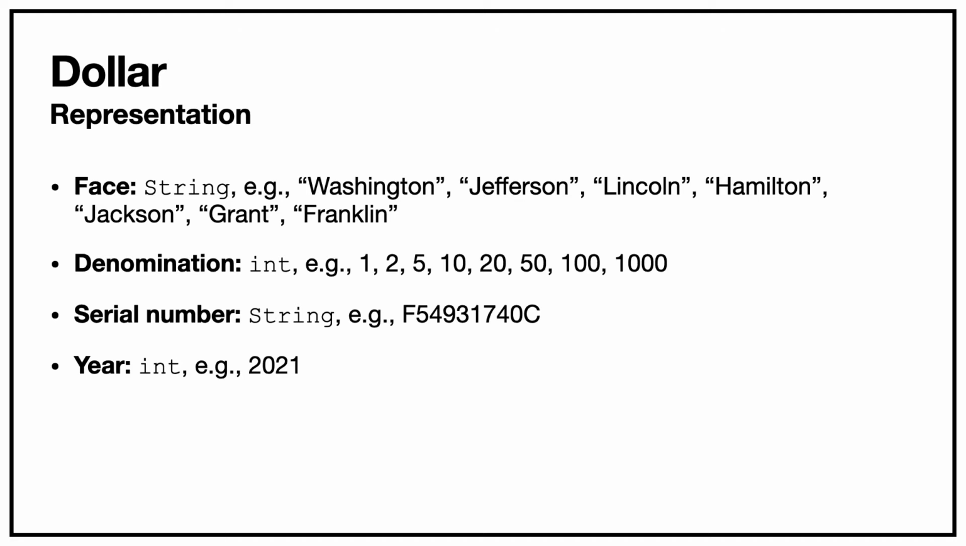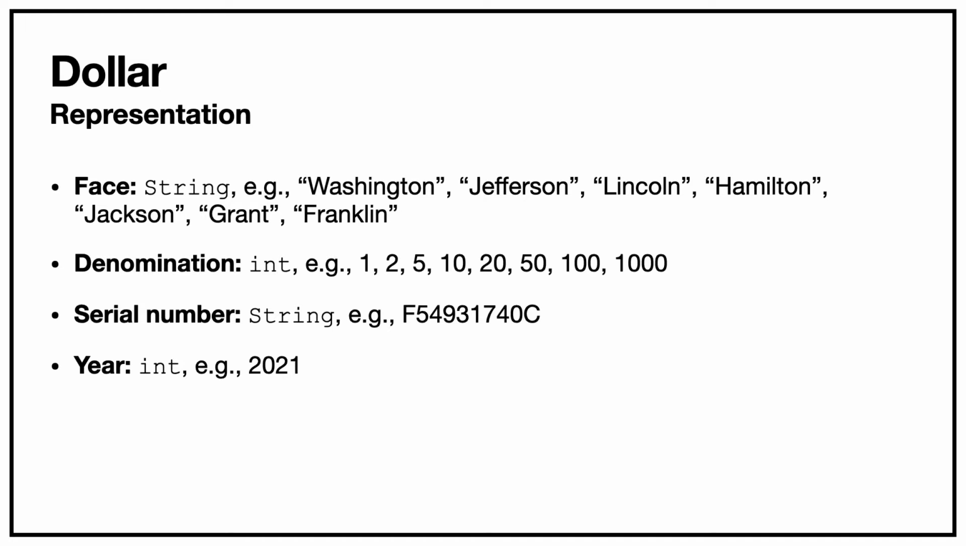So the way we're going to represent these fields, for example, the face is a string. Why? Because if you notice, for the face we have Washington or Jefferson, Lincoln, Hamilton, Jackson, Grant, and Franklin. I decided to call it face because not all of them are presidents. So you might think that they're all presidents. Some of them were not. The denomination depends on the face, or the face depends on the denomination, depending on how you want to see it. You have 1, 2, 5, 10, 20, 50, 100, and you have 1,000. But 1,000 I don't think is for commercial purposes.